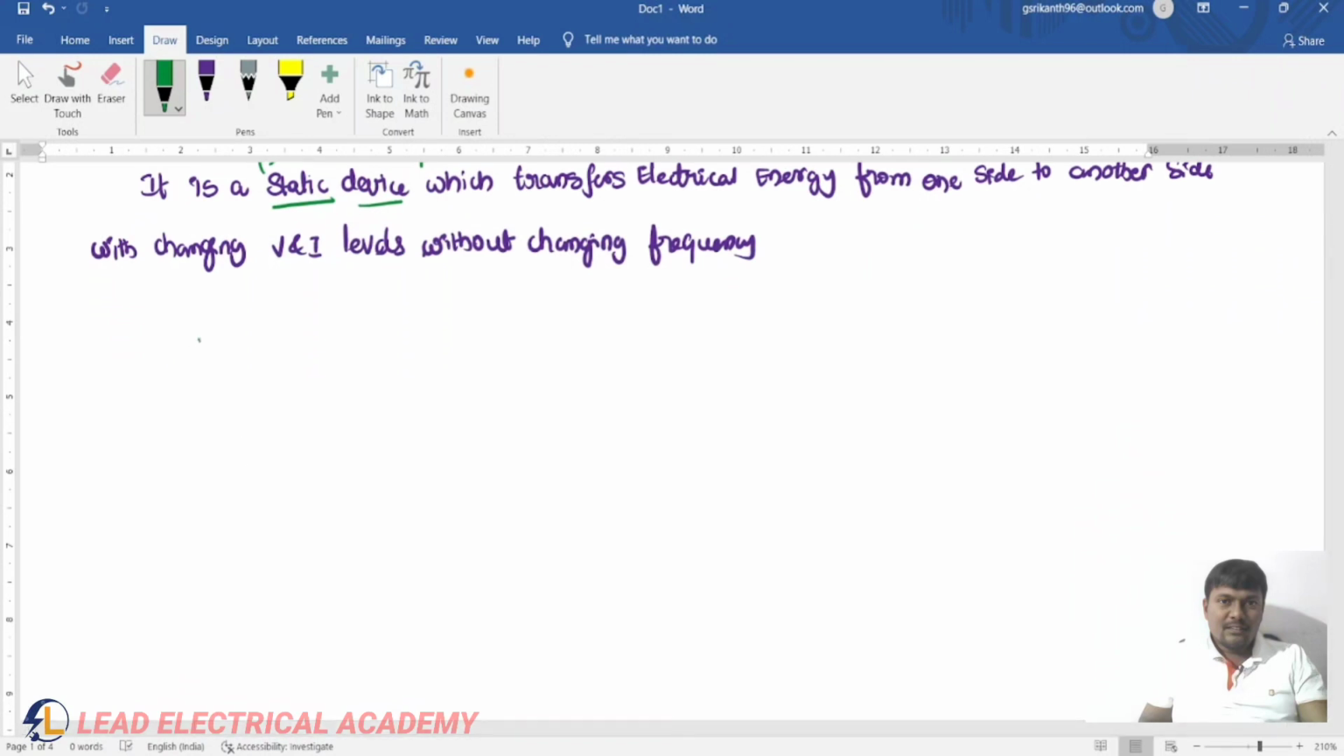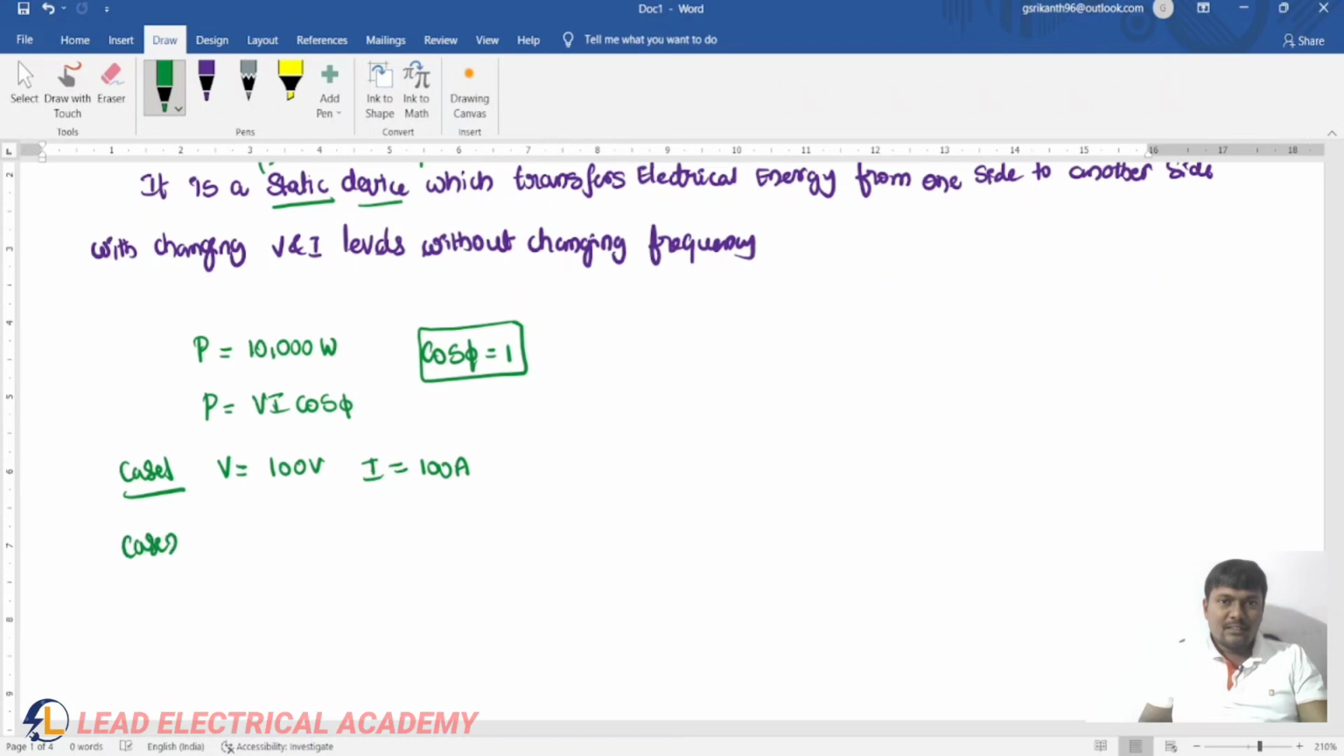So I will give one example. I want to transfer 10,000 watts from one side to another side. Generally the active power formula in AC circuits is VI cos phi. Let us assume the power factor of the line is unity. In case 1, if the voltage is 100 volts, the current required to get 10,000 watts is 100 amperes. In case 2, if the voltage is 1000 volts, the current requirement is only 10 amperes. In case 3, if the voltage is 10,000 volts, the current requirement is only 1 ampere.